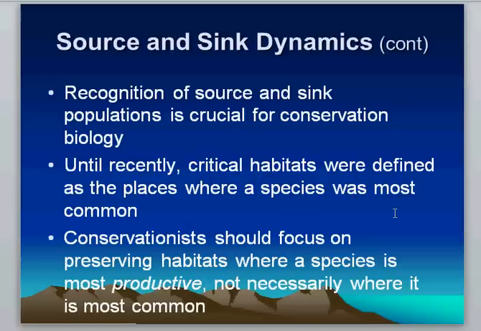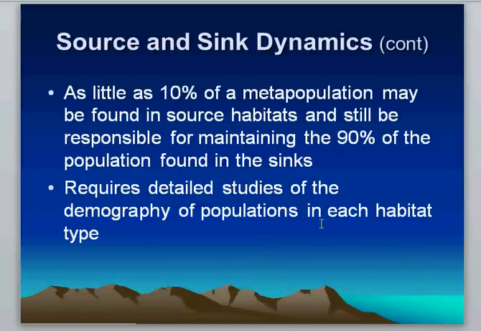Alright, this is so much so that as little as 10% of the population, the metapopulation, may be in source habitats, and that little 10% of the population may be maintaining the remaining 90% of the population found in the sink habitats. So how do we find out which are the source habitats and which are the sink habitats? Basically, you need to do detailed studies of the demography of the population in each habitat type, okay, across the landscape, so you can see which populations are source and which are sink.